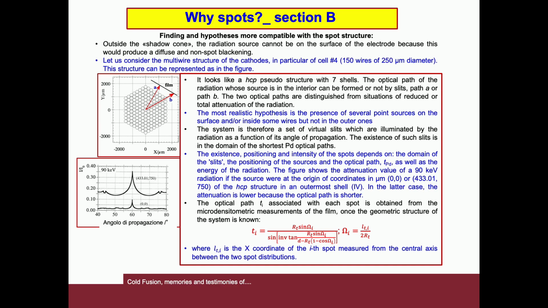The optical path associated with each spot is obtained from the microdensitometry measurement of the film, given the known geometry of the system. Here, the calculation is represented by this equation written in red, where Lthi is the x-coordinate of the ith spot measured from the central axis between the two spot distributions.